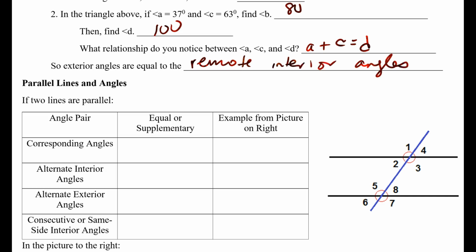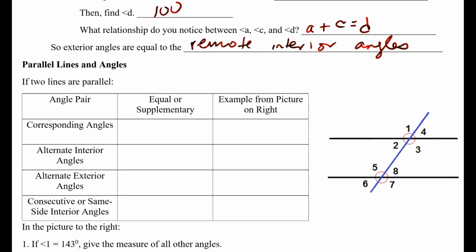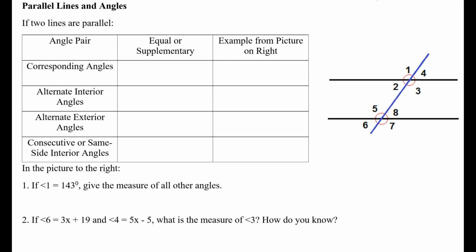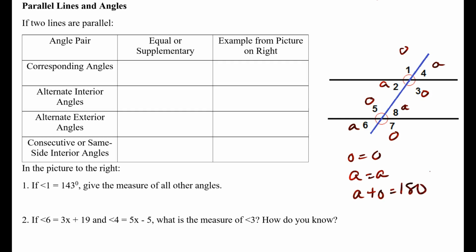All right, so let's talk about the next section, parallel lines and angles. So A's and O's, let's get to it. O, A, O, A, and this will be O, A, O, A, and we know that all O's are equal. We know that all A's for acute angles are equal. And then we know that A plus O is equal to 180.